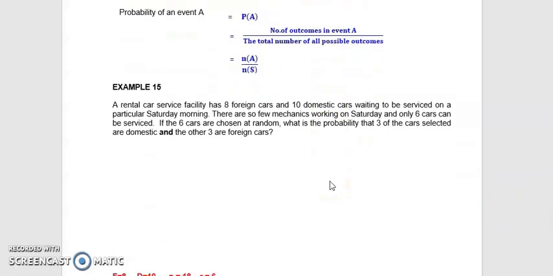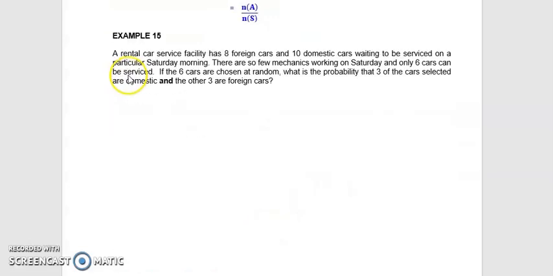Now let's look at example 15 here. A rental car service facility has 8 foreign cars and 10 domestic cars. So you write the info given. Let's say foreign, I put F, foreign cars 8, domestic cars D, 10. Waiting to be serviced on a particular Saturday morning. There are so few mechanics working on Saturday that only 6 cars can be serviced. So in one day only 6 cars can be serviced. If the 6 cars are chosen at random, it means that we choose 6 only.